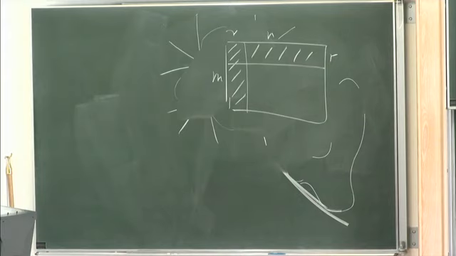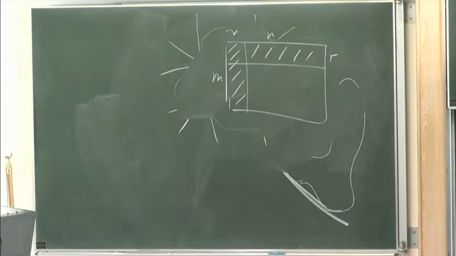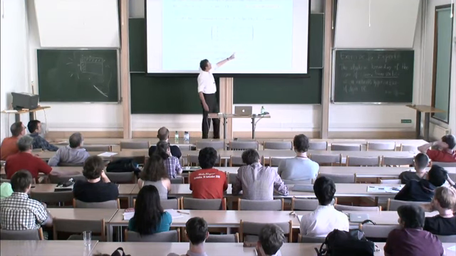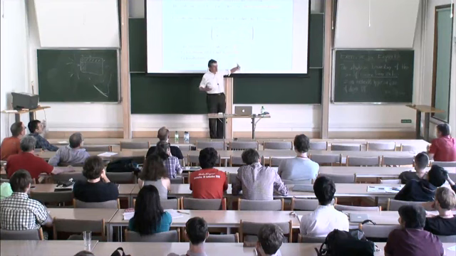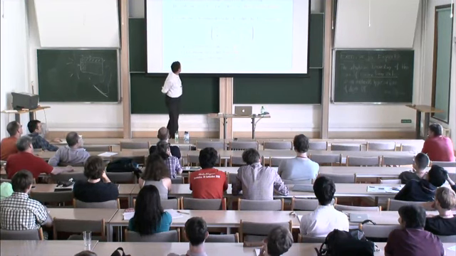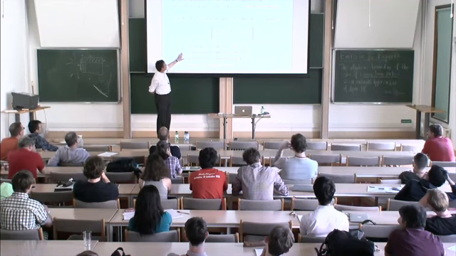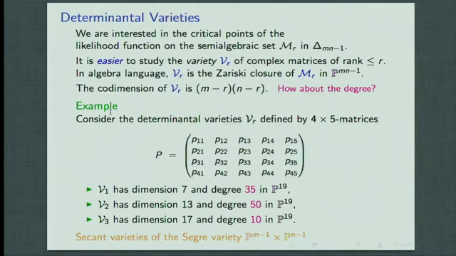So let me give you some numbers. For example, if we look at 4 by 5 matrices, there are 3 cases. There are matrices of rank 1. That's a projective variety of dimension 7 in the 19-dimensional projective space. So this is a simplification of the 19-dimensional simplex. Rank 2 matrices have dimension 13. Rank 3 matrices have dimension 17. And rank 4 matrices, that's everything. And these are their degrees. The degrees of these varieties are 35, 50, and 10.